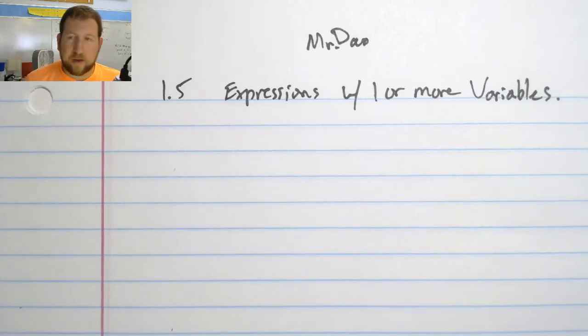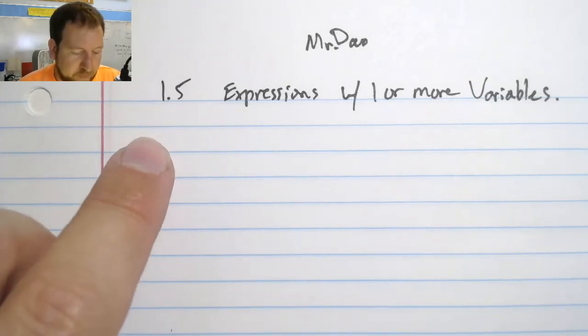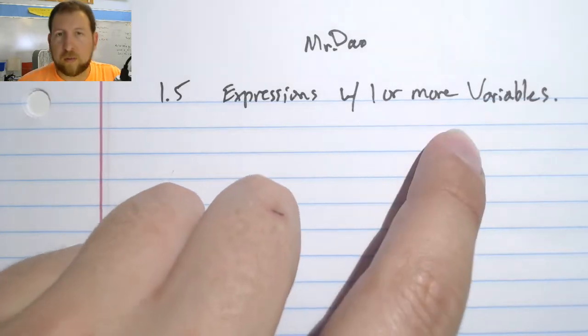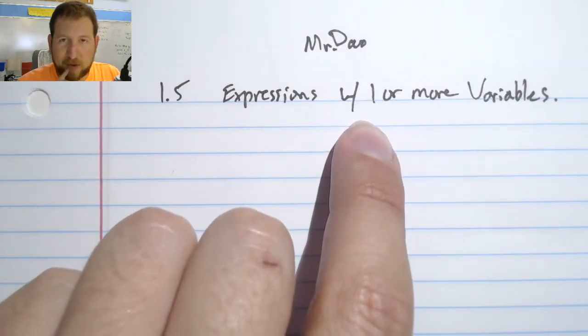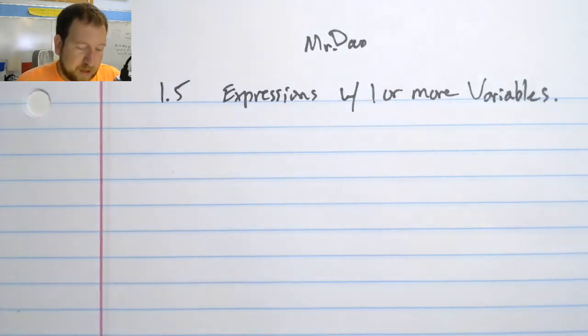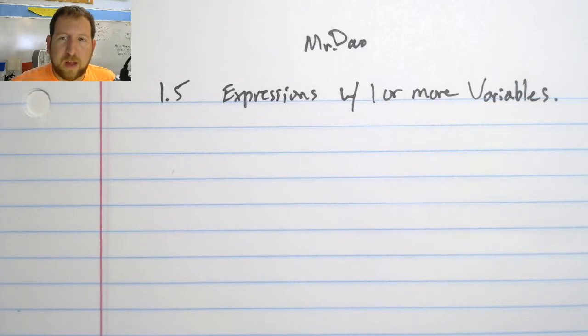All right. Today I want to talk about section 1.5, expressions with one or more variables. And I use a W with a little slash after it to mean "with," a short abbreviation for it. All right, we're going to continue talking about what we talked about last time because we were talking about expressions.